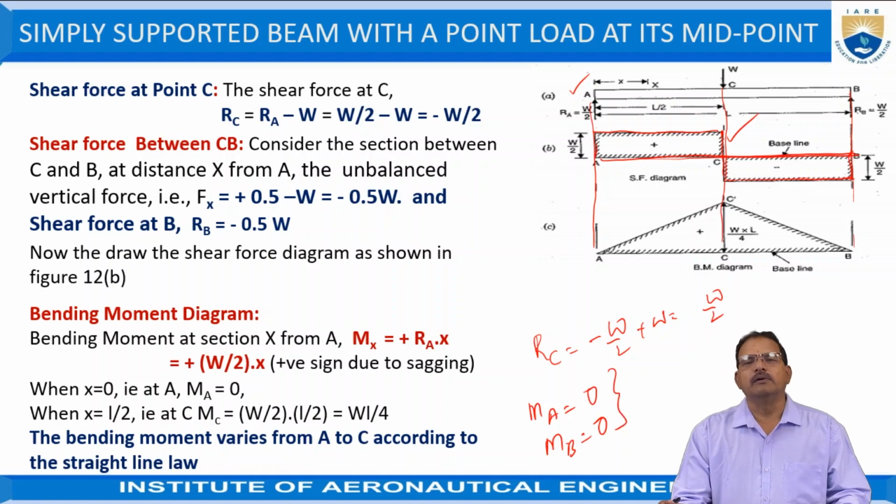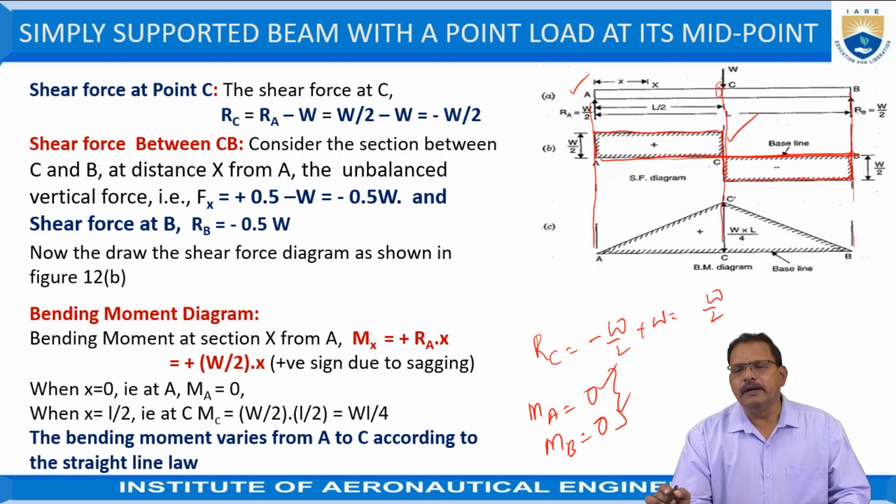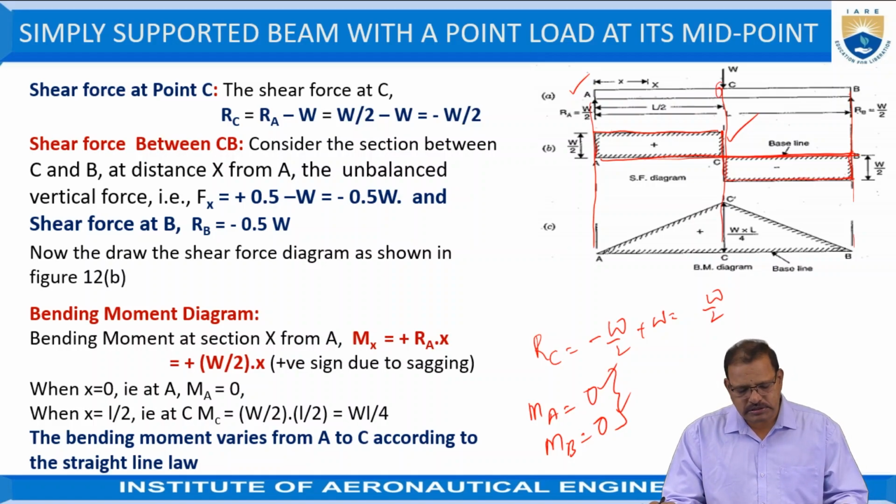It is applicable for the cantilever beam when it is subjected to point loads or uniformly distributed load or uniformly varying load or a combination of any forces. This equation is applicable. That is, MA, the bending moment at A, is equal to 0. MB is also equal to 0 now. Now we require the bending moment at the point C now.